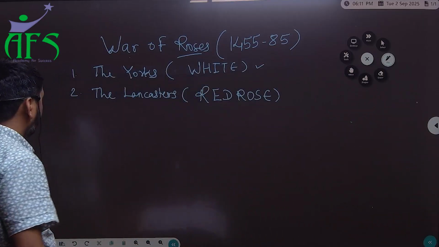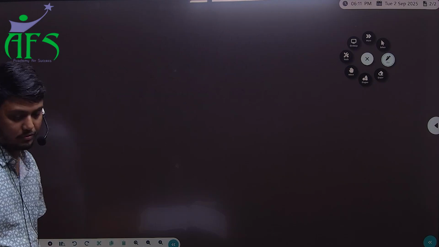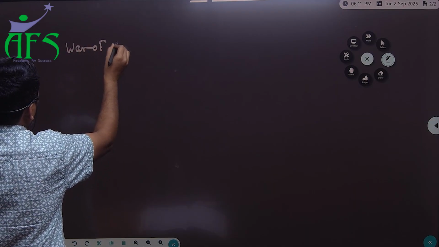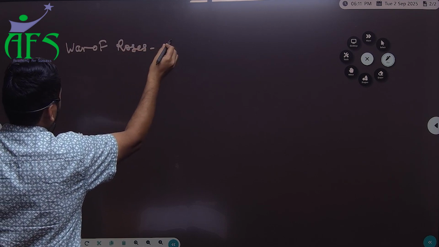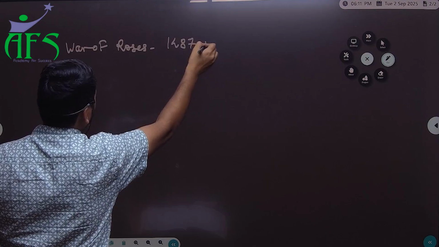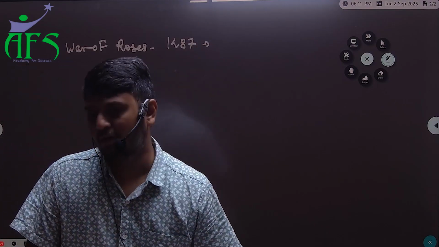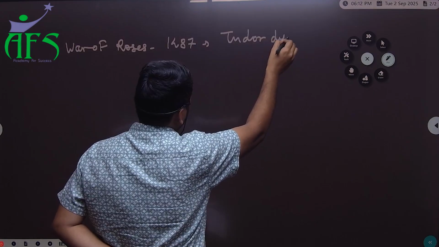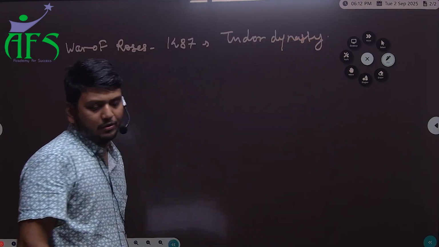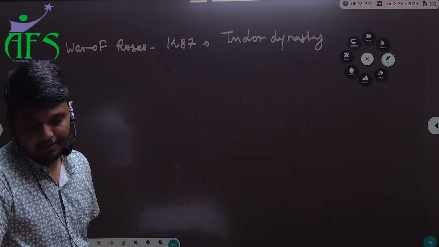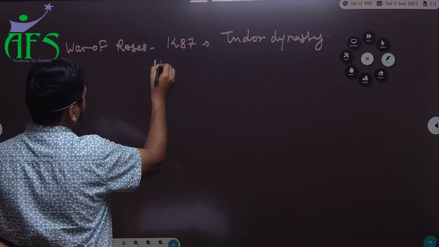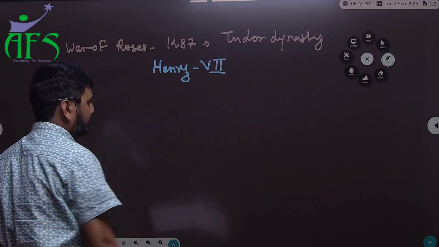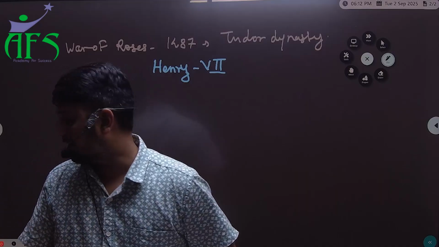The thing I'm going to discuss right now moves towards this very important stuff. The War of the Roses ended in 1488, but the starting of the Tudor dynasty we can find in 1487. In that case, we must start with Henry the Seventh, and it moves towards Henry the Eighth.